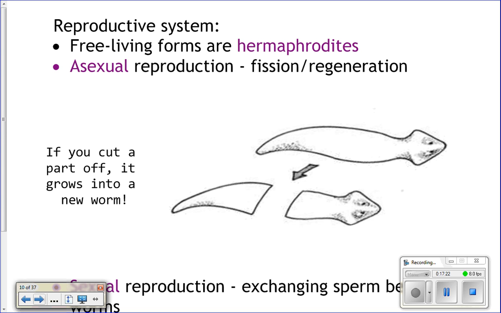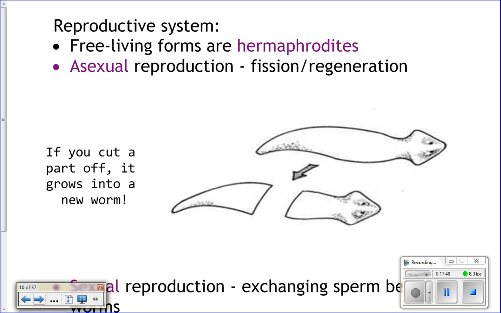Okay? They can also do asexual reproduction in the form of fission or regeneration. So if you take a planarian and you cut it in half, okay, each half will grow the other half and become new worms. So it's kind of strange. So this one would grow the back half, and that would grow the front half, and they'd be 2 new worms. You can also cut it in half lengthwise, and they will become new worms.